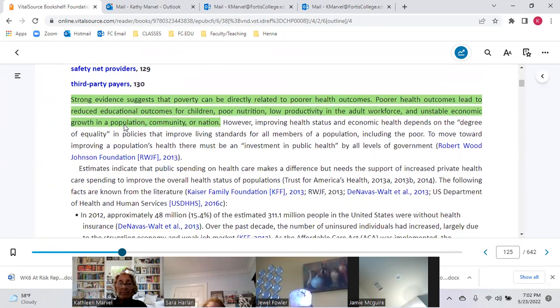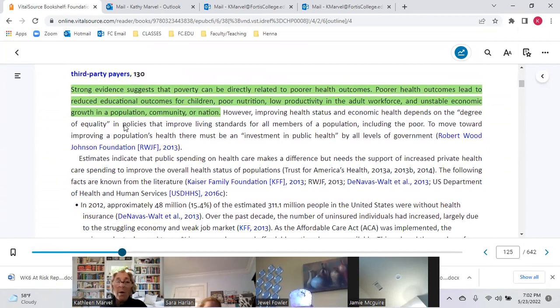We all know that poverty is directly related to poorer health outcomes. Do we not? Are we all in agreement with that? Poorer health outcomes lead to several things. They lead to reduced educational outcomes in children, poor nutrition, low productivity in the workplace, and unstable economic growth in a population, community, or in our nation.